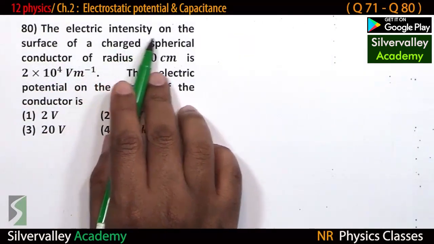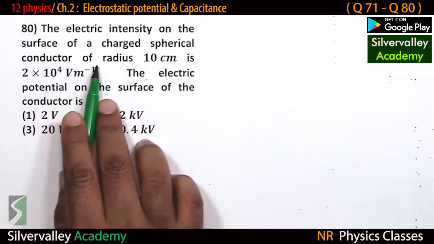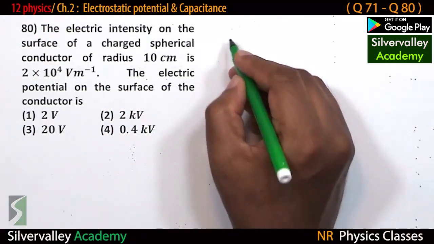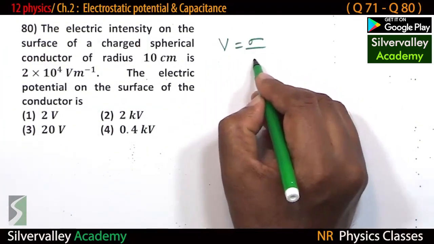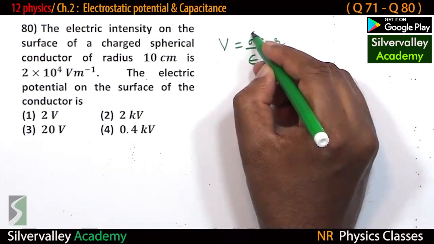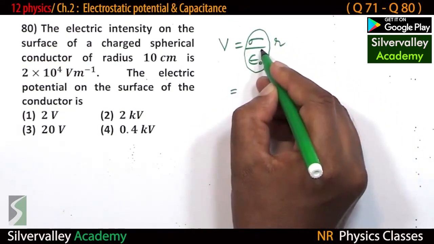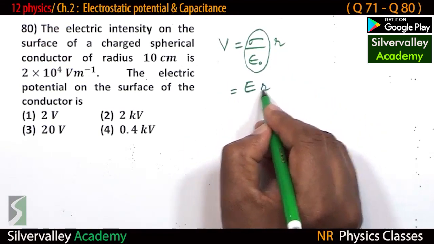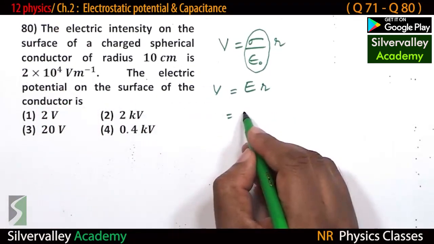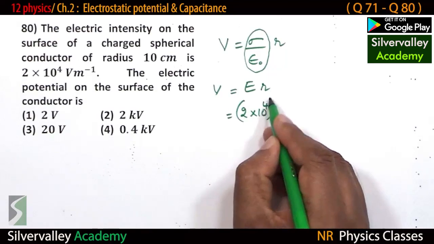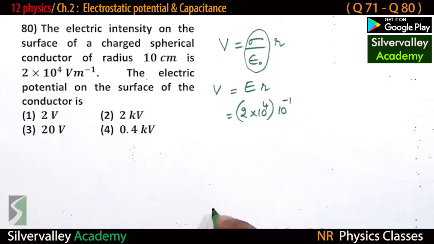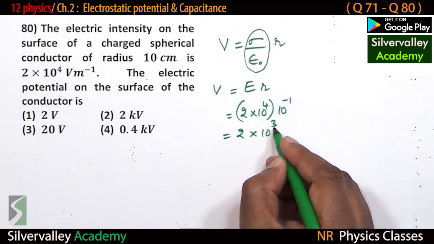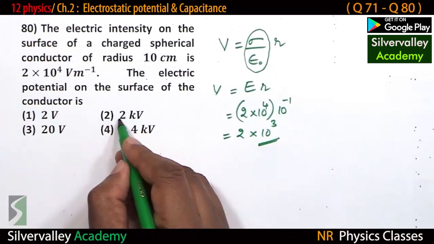The electric intensity on the surface of a charged spherical conductor of radius 10 centimeter is this. The electric potential on the surface, potential equals sigma by epsilon naught into radius. But this is electric field close to the surface of the charged shell. Therefore E times R. Electric field is given as 2 into 10 power 4. Radius is 10 centimeter, which is 10 power minus 1 meter. 10 power 4 minus 1 is 10 power 3. 10 power 3 is kilo. 2 kilo volt.